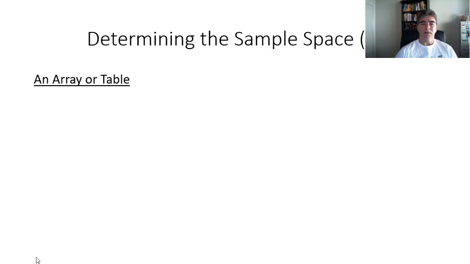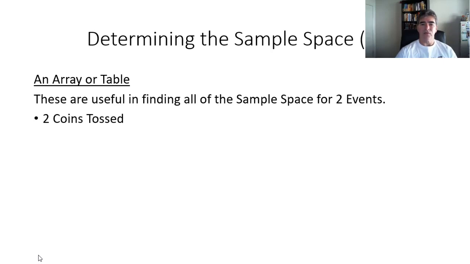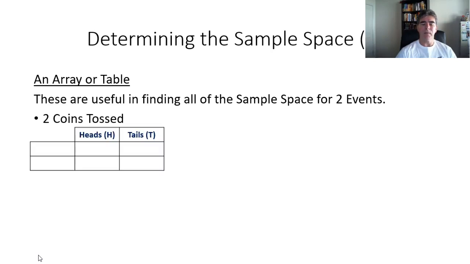So let's look at an array or a table, which is one method of finding out the sample space. It's quite useful when there are 2 events, but when there are 3 or more events, it becomes a little bit hard to do using a table. So let's look at 2 events, when 2 coins are tossed. We're going to set up a table, and our first coin we're going to say is in the blue here, heads or tails, and then our second coin down the side here, heads or tails. I'm just using different colours there to highlight the different possibilities.